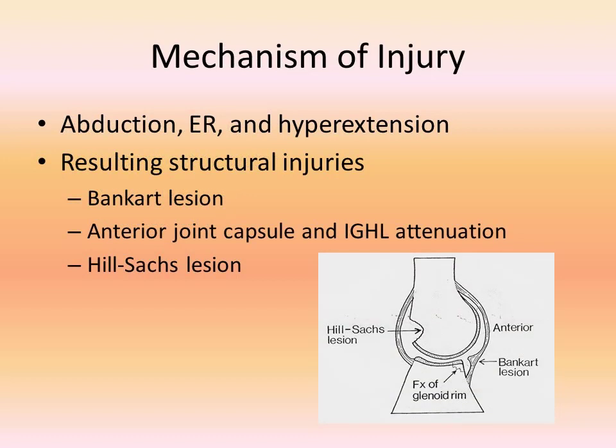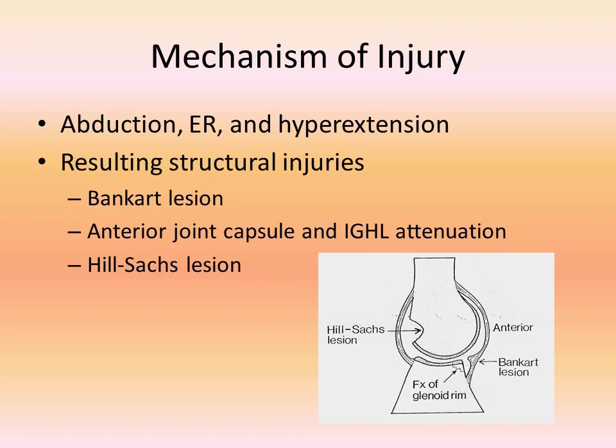So when we talk about anterior dislocations, we need to think about what's actually happening. Generally speaking, the mechanism of injury is going to be the shoulder in abduction, external rotation, and hyperextension. The acromion acting as a fulcrum about which the humerus is rotating. When we have this type of dislocation, we end up potentially having structural injuries in addition to the actual dislocation. A Bankart lesion may occur, and that is an avulsion of the anterior joint capsule and glenoid labrum from the anterior rim of the glenoid fossa.